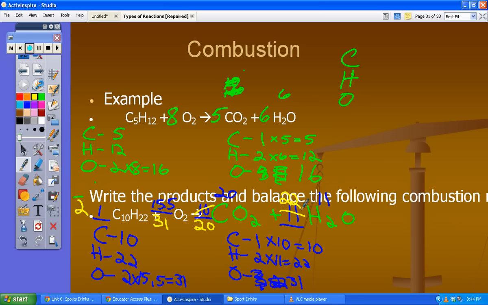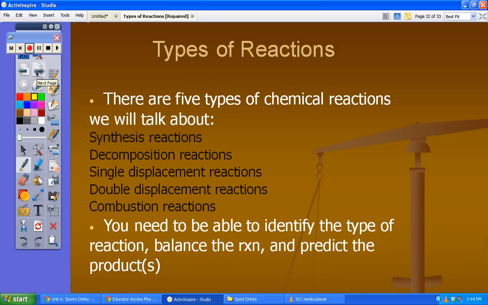That's about the hardest balancing we can do. But if you follow the carbon, hydrogen, oxygen rule in that order, it's going to be really easy for combustion reactions. Okay, so those are the types of reactions.